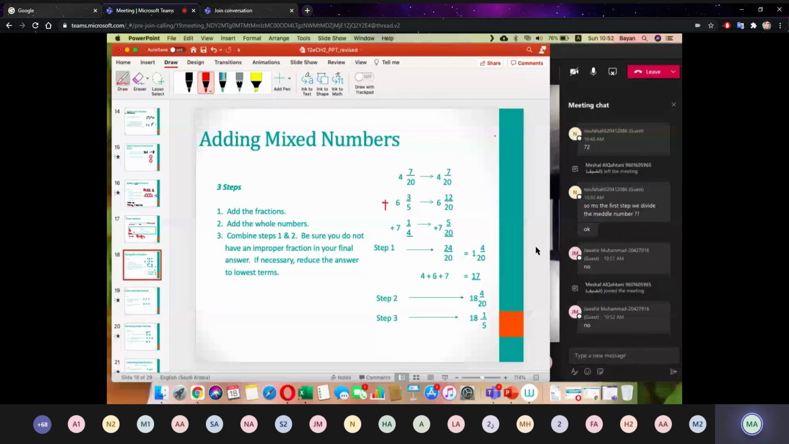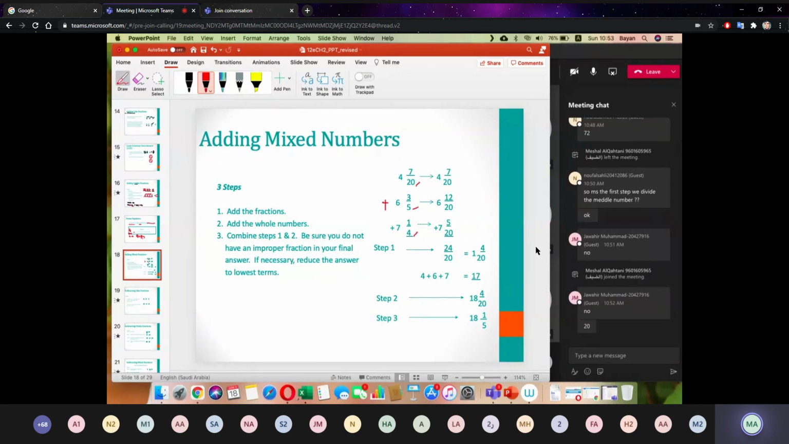No. So what should we do? We should find the least common denominator here. Here we have 20, 5, and 4. So what is the least common denominator here? Yes, 20 is the least common denominator.